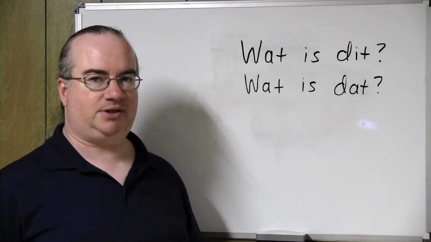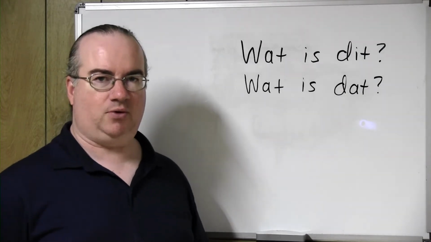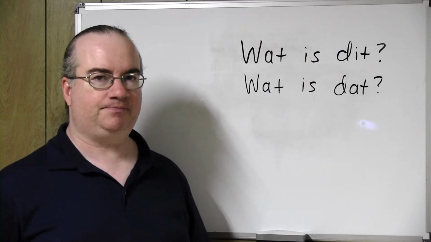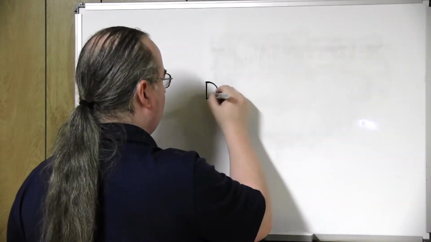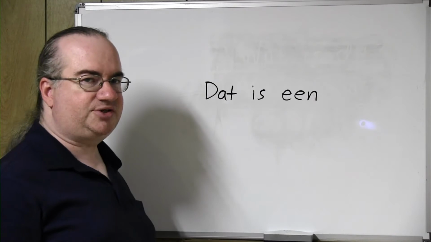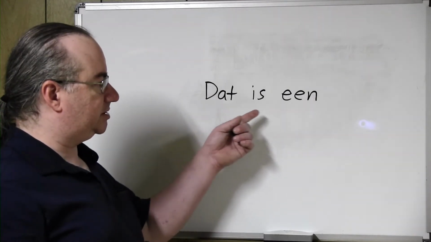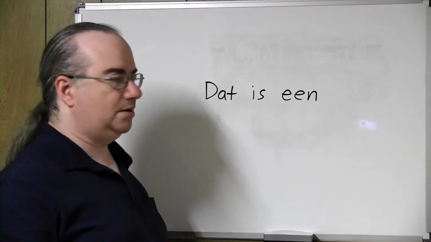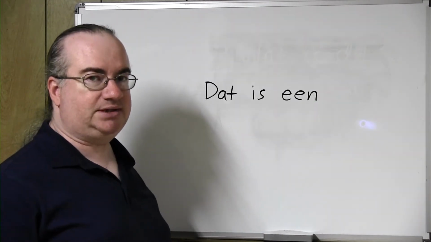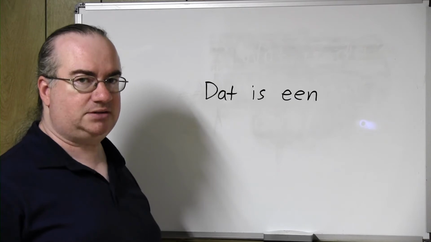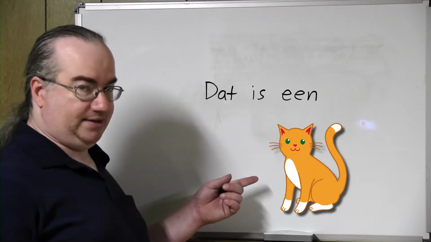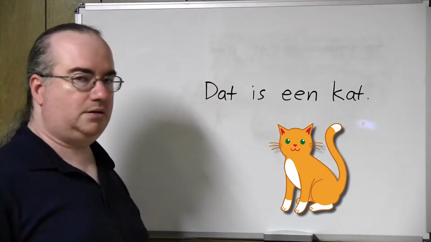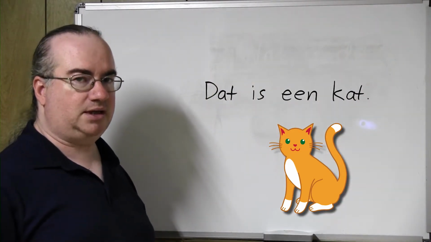So if someone comes up to you and says, wat is dit? Or wat is dat? How would you answer them? You would start off by saying, dat is een, and then whatever the word is. So if someone says, wat is dit? Or wat is dat? And I see this, then I will say, dat is een kat.